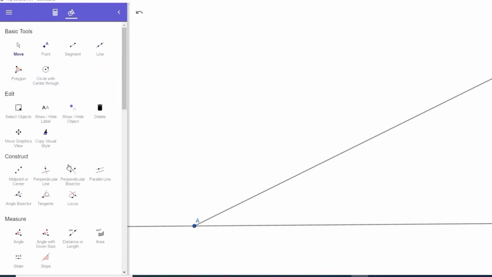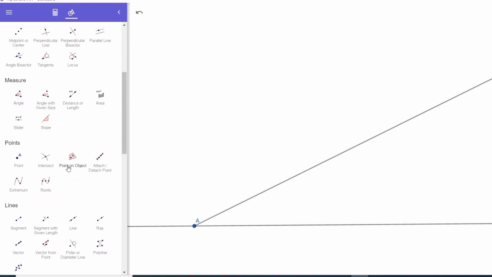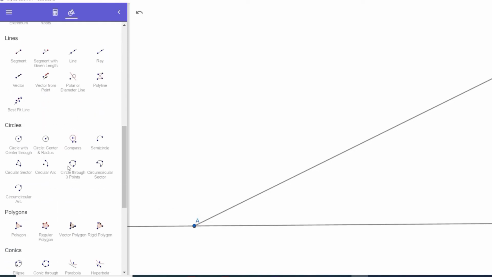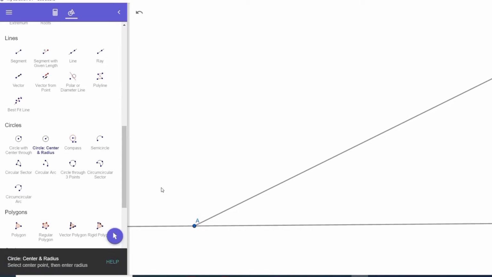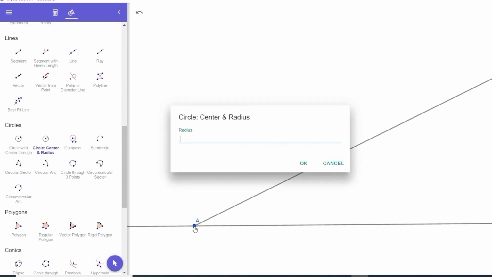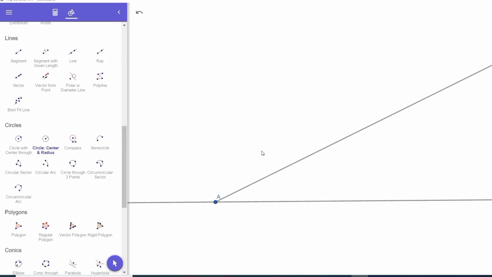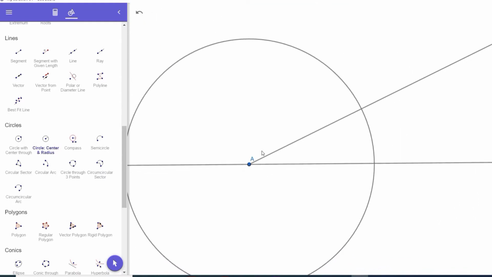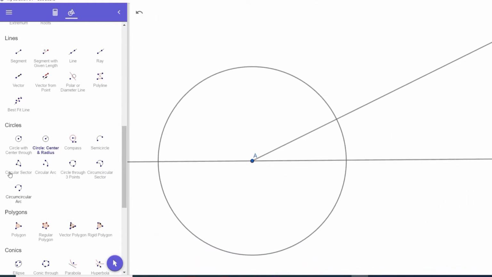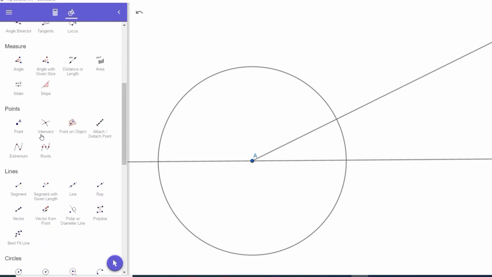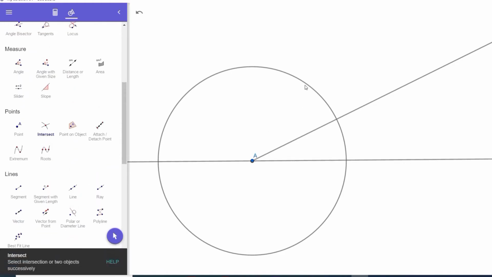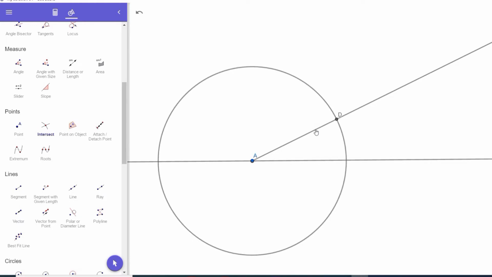Next thing is, I need to create a segment of unit 40. The best way to do it is to create a circle with the radius of 40. So with A as the center and with 40 as radius, here is the circle created. Now this circle is going to intersect the ray and the line at 2 points. Let's mark those 2 points with the help of the intersect tool. This is point D on the ray and this is point F on the line.